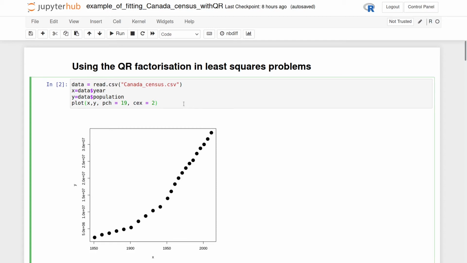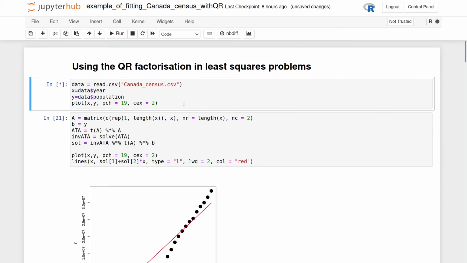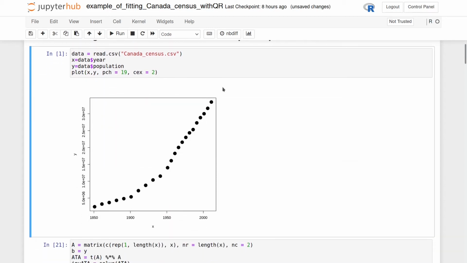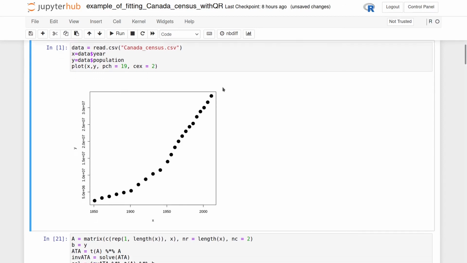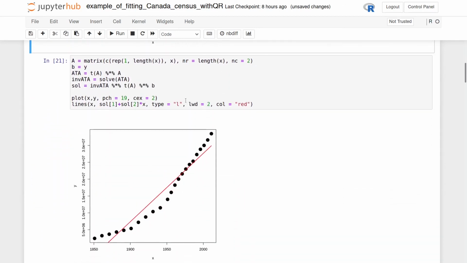So we're loading the data, we're plotting that data, and we get this thing that we had already seen. I'll remind you what we did. First of all, we used least squares in the traditional way that we looked at, and we saw that this least squares problem had a unique solution, and we get this line that fits through the data.